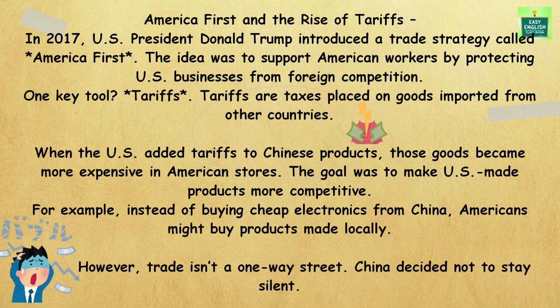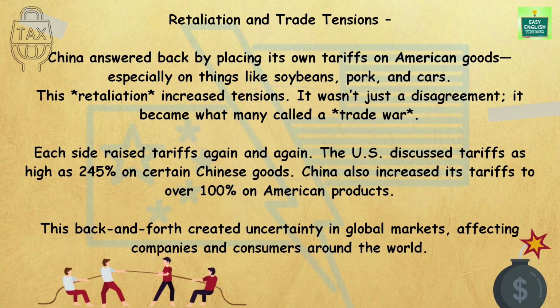China decided not to stay silent. China answered back by placing its own tariffs on American goods, especially on things like soybeans, pork, and cars. This retaliation increased tensions. It wasn't just a disagreement, it became what many called a trade war. Each side raised tariffs again and again.